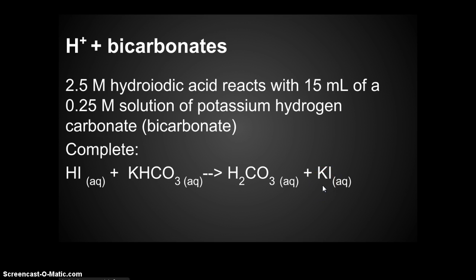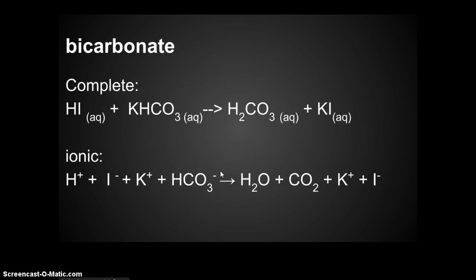So just a double replacement reaction, but there's this huge difference that's going to happen right here, and let's talk about that in the next slide. Okay, so for our complete equation, here we go again, and we're going to ionize everybody. So for the HI here, it's one of the 7 strong acids, so we're going to ionize that as the hydrogen ion and the iodide ion.